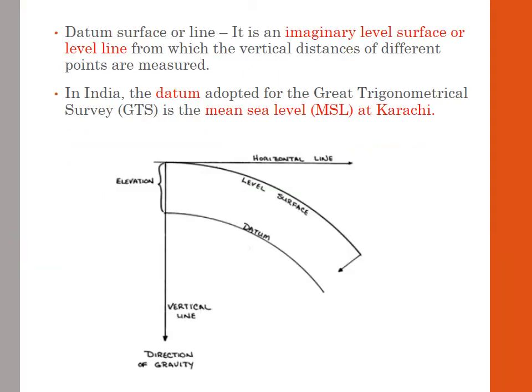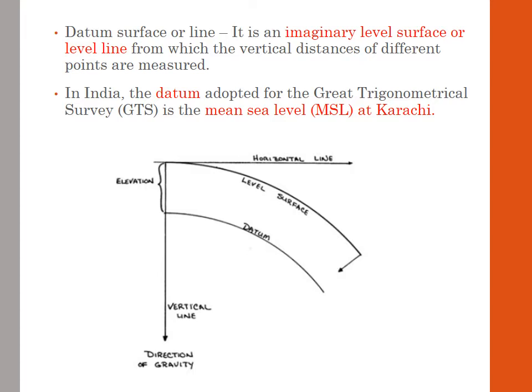Now I'll be telling about the datum surface or line. If you see in the image given below, the datum surface is shown just below the level surface, and from the datum surface the elevation is measured. It is shown on the left hand side of the image, marked with curly braces, from the datum surface to the level surface. So the datum surface can be defined as an imaginary level surface from which all the vertical distances are measured.